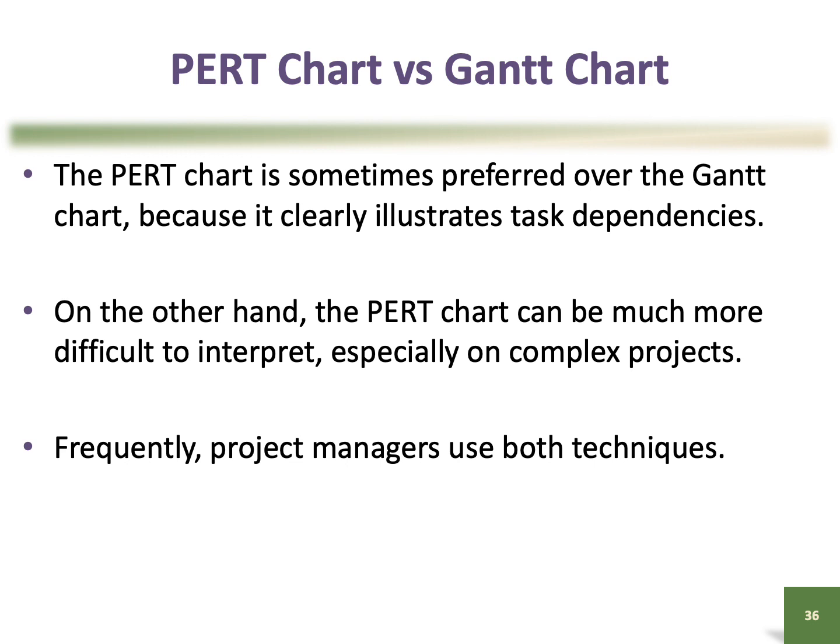So a PERT chart is sometimes preferred over a Gantt chart because a PERT chart illustrates task dependencies. However, a PERT chart can be more difficult to interpret, especially on complex projects. The examples that we saw previously are some simple ones. Real projects would have more complicated and more complex paths. Frequently, project managers use both techniques.